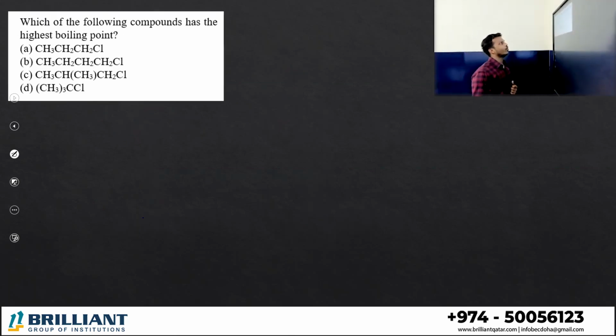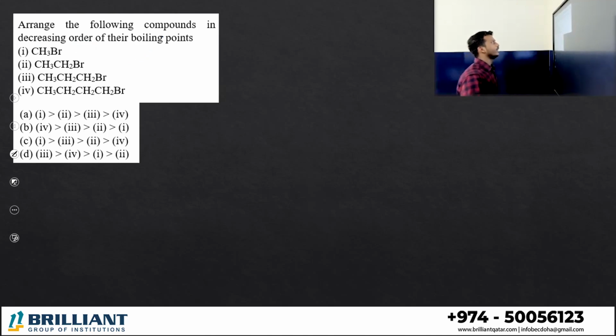Next one. Which of the following has the highest boiling point? Many questions we discussed about boiling point. Tell me, dear. First compound CH3CH2CH2Cl, all linear, 3 carbon. B contains 4 carbon with 1 chlorine. C contains 1 branch, the CH3 given in bracket. D, I think the same question we discussed right before. Which one has the greatest boiling point? B, because it contains a total of 4 carbon atoms with 1 chlorine. All are in the same straight chain. Surface area greater, no branching. Option C and D, you can see branchings are coming. When branching comes, boiling point decreases. So the highest boiling point is for option B.